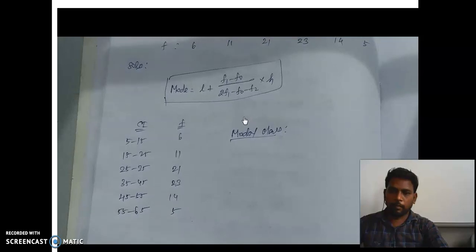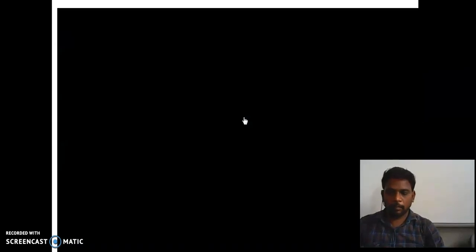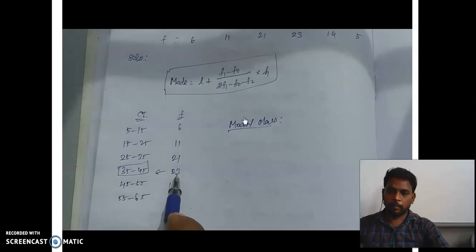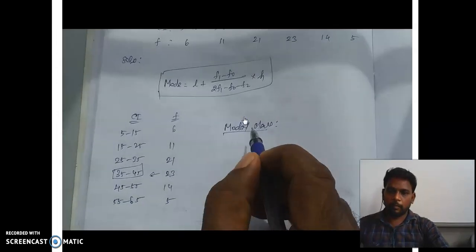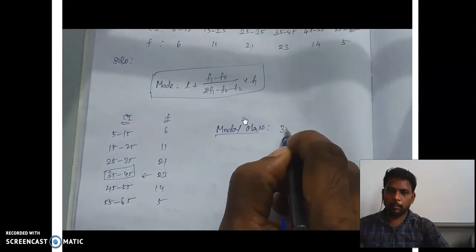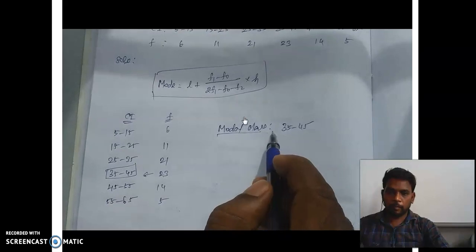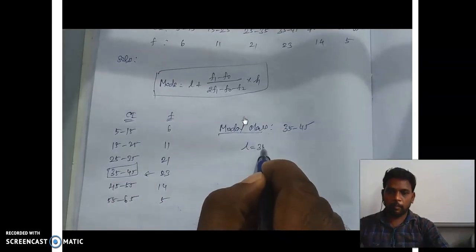So here which one is the maximum frequency? 23. The class interval corresponding to 23 is 35 to 45. So that is your modal class. In that, the lower limit is your L value. So L equals 35.